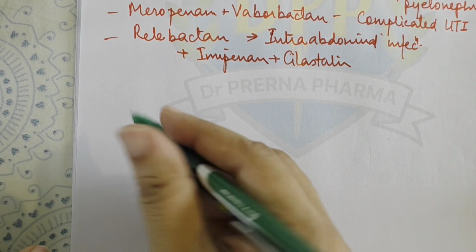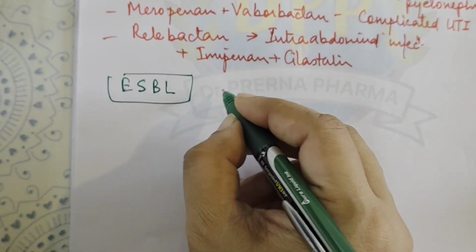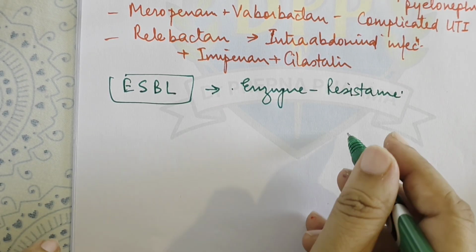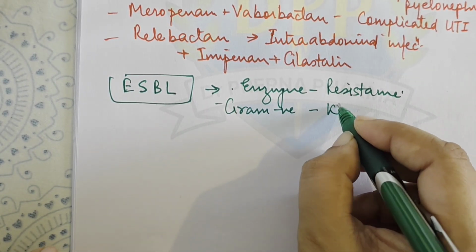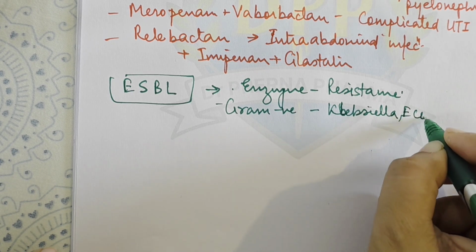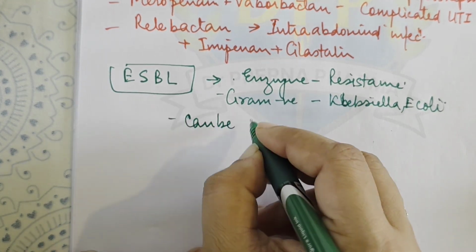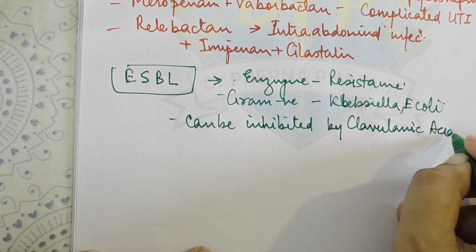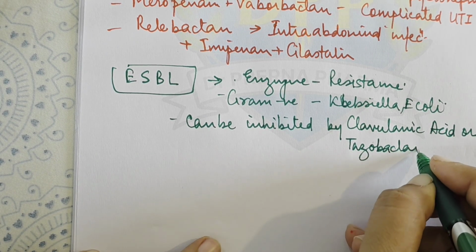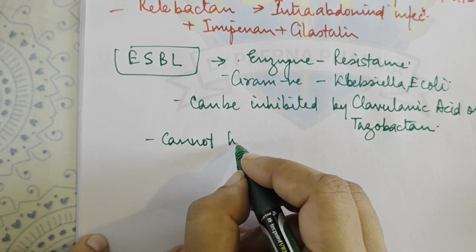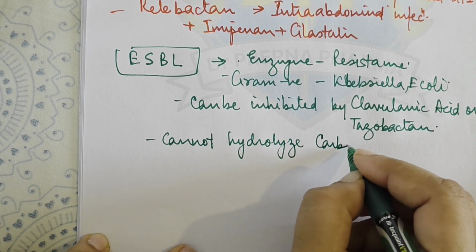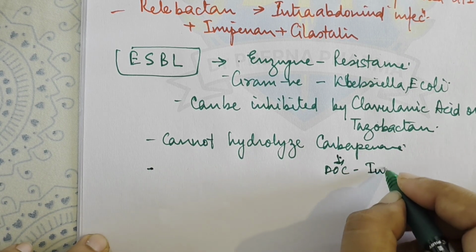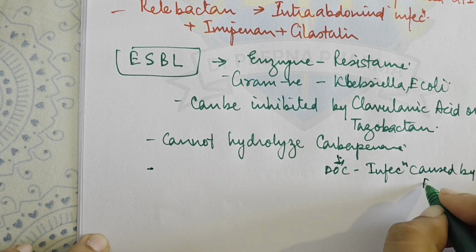Right? Then the other category is extended spectrum beta-lactamase, ESBL. These are enzymes that confer resistance to most of the beta-lactam antibiotics. They are found exclusively in gram-negative bacteria, especially Klebsiella and E. coli. Right? They can be inhibited by clavulanic acid or tazobactam. They cannot hydrolyze carbapenems. Carbapenems are the drug of choice for treatment of infections caused by ESBL. Okay.